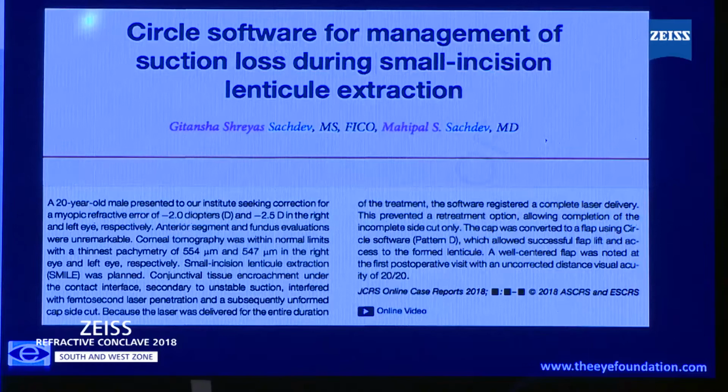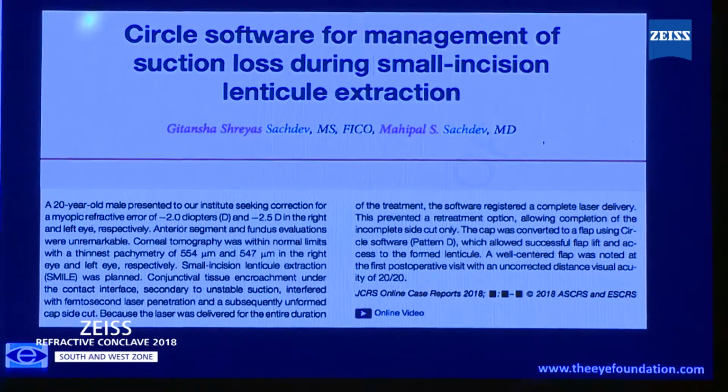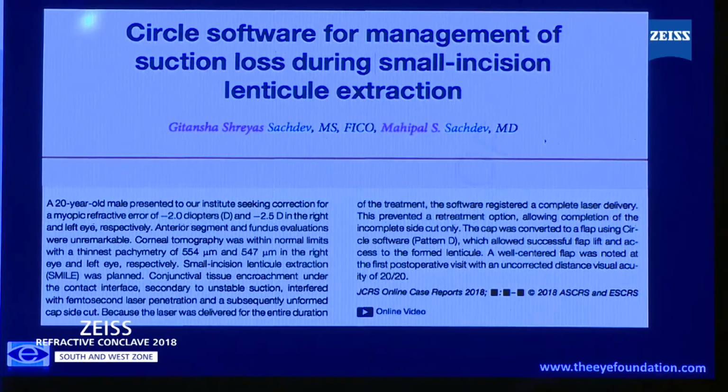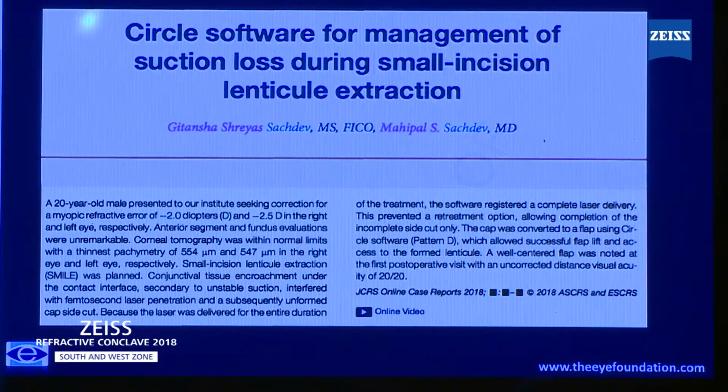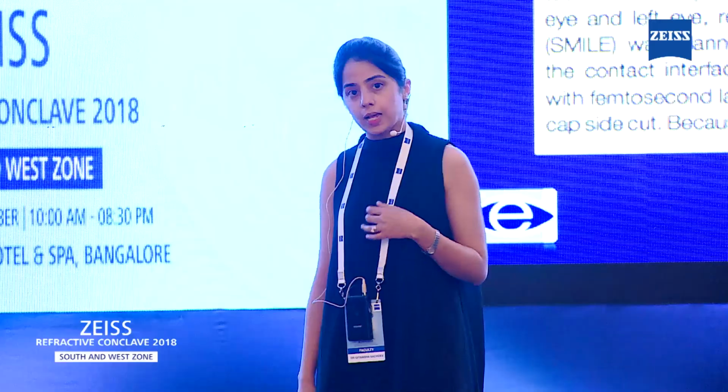Now the next question is, can the application of the Circle software be extrapolated to other clinical conditions such as management of a case of repeated suction loss? So I have 2 interesting cases that I'd like to share with you wherein I used the Circle software. The first was a case of suction loss which occurred during the SMILE procedure at the stage of the side cut. So this is the step of the anterior lenticule cut in the SMILE procedure.